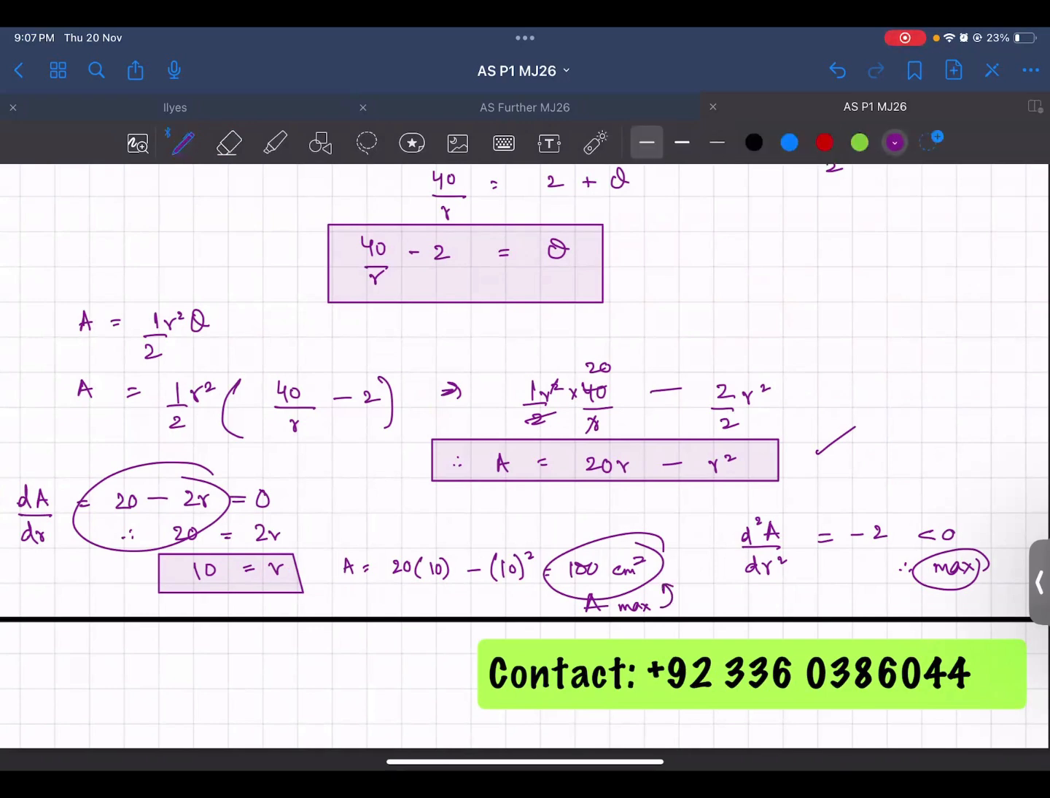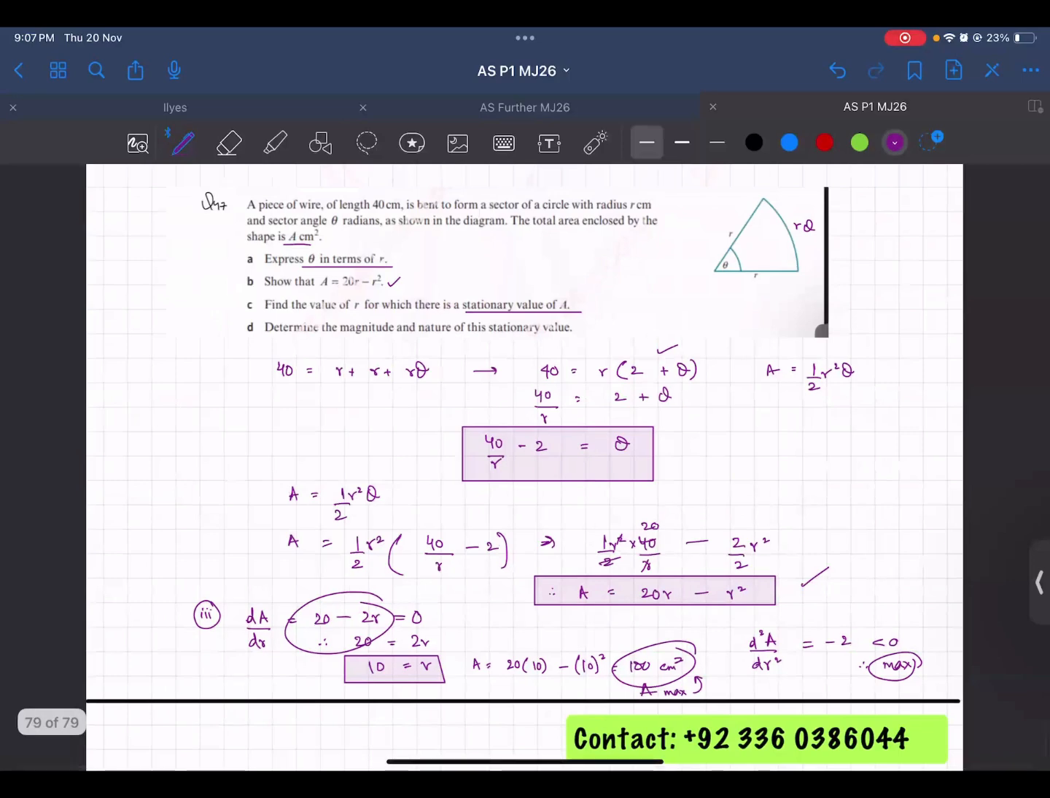This is your complete question. Any questions, anyone? Forming the equation first, and the rest of it is finding the stationary value, finding the nature. It's the same. Just your variables are different. Instead of x and y, you have A and r.